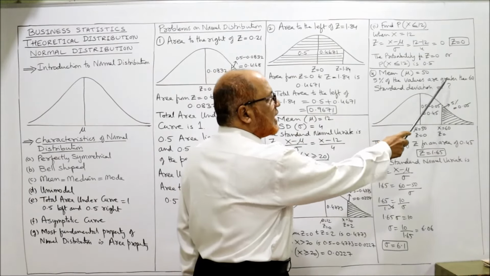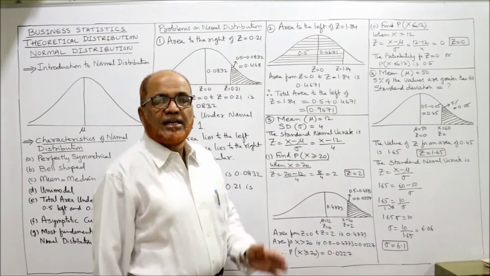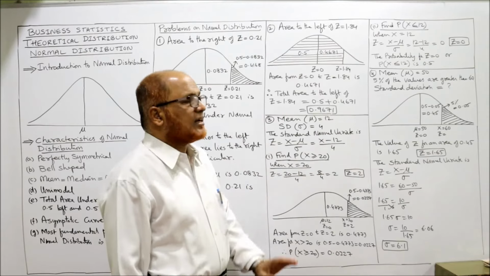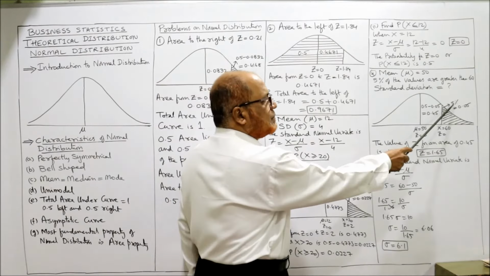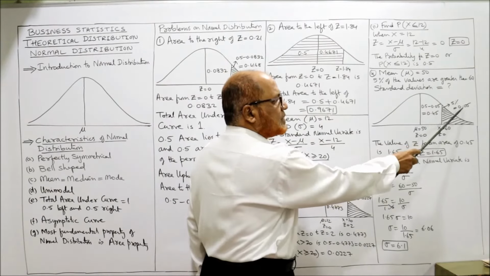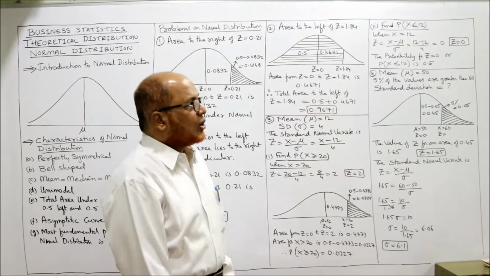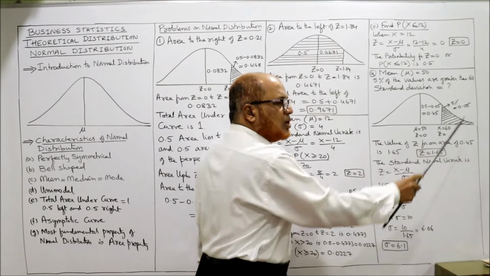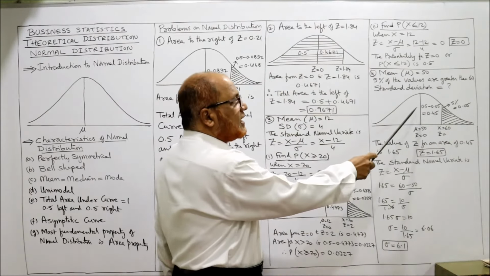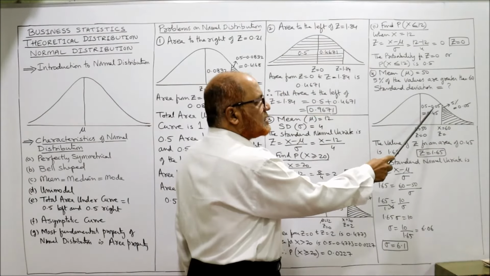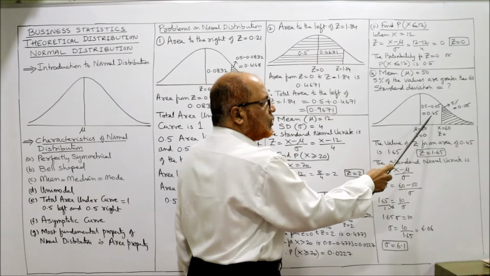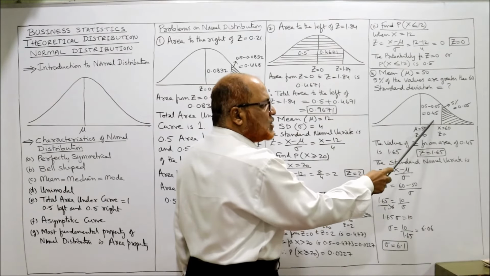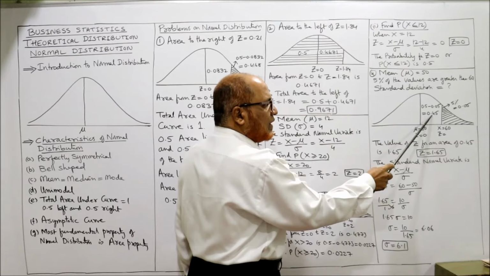5% of the values are greater than 60. ये 60 से बड़ा वैल्यू 5% है, तो 5% का मतलब 0.05. 5% means 0.05. तो शेडेड एरिया आ गया. ये शेडेड एरिया 0.05 है, तो फिर अनशेडेड एरिया कितना रहेगा? 0.5 में से 0.05 माइनस कर दो, तो 0.45. This unshaded area is 0.45.